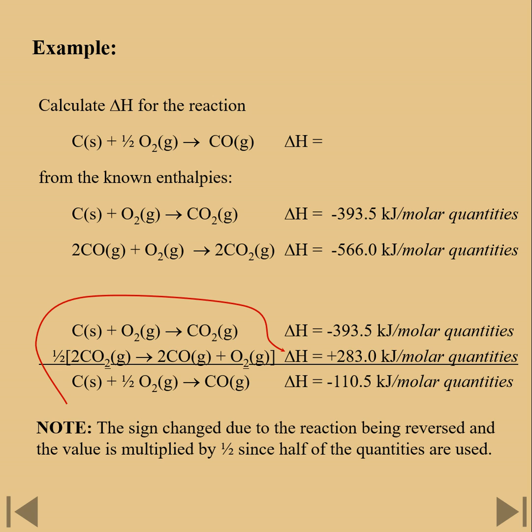Now, when I add those two equations together, I get my main equation, the one I came for, and do note, then I just add those two enthalpies together. I've already identified the signs, I've already identified their magnitude.